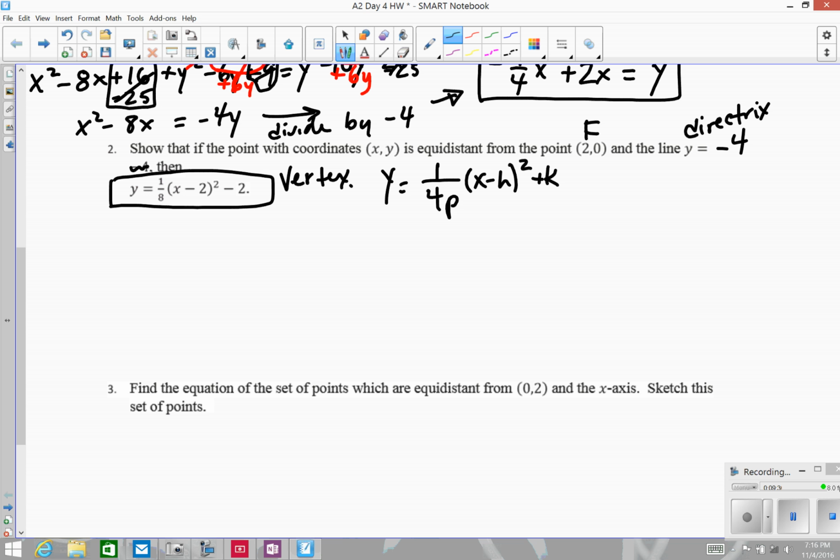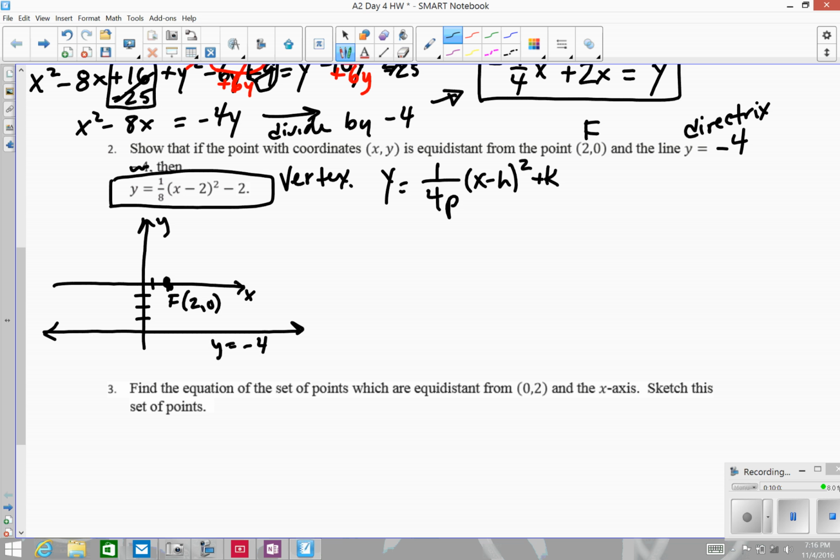So I want to get a sketch of what this thing looks like. I'm going to sketch my focal point at (2, 0). So let's see, (2, 0) gives me a focal point here. And the directrix is the line y equals negative 4. So I'm going to come down on the y-axis 4 units. There's the directrix, y equals negative 4.